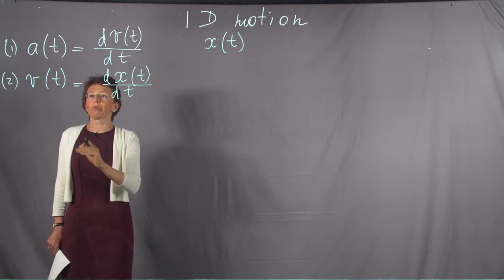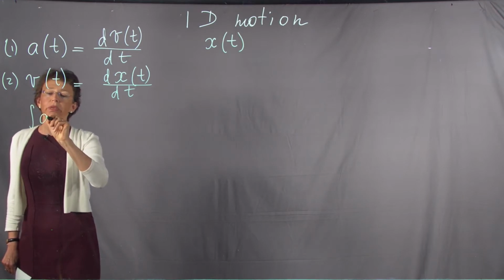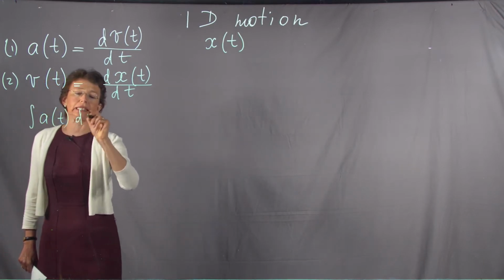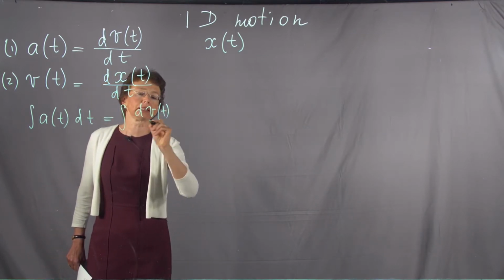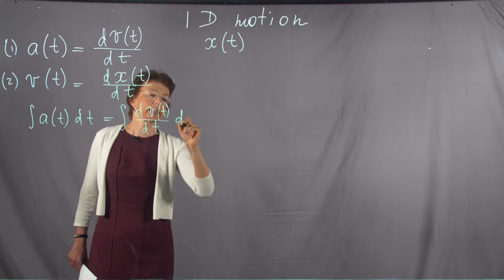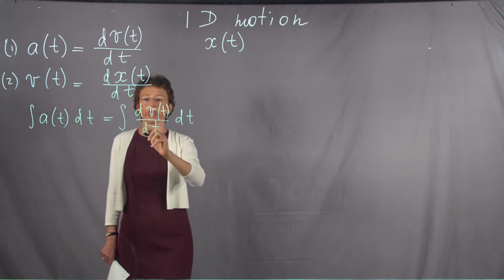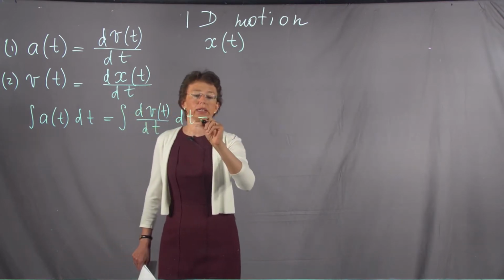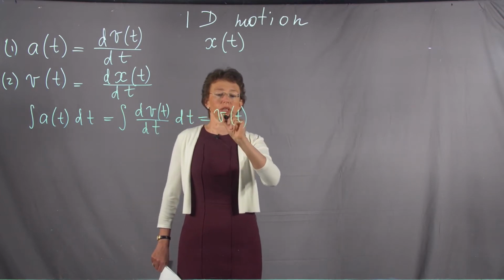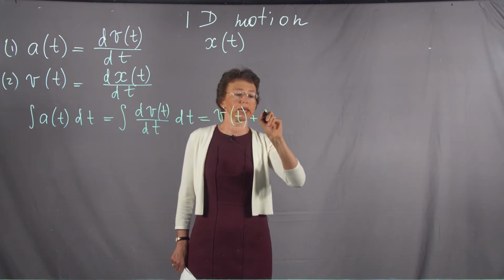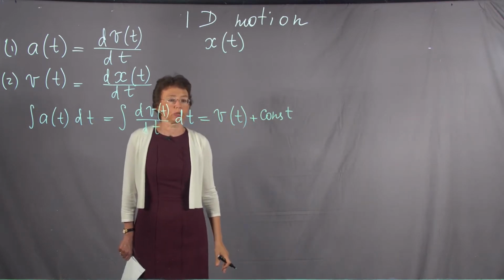And now what I will do, I will take integral of both sides of equation 1. It will be integral a of t dt on the left. It will be indefinite integral dv dt on the right. And all of you took calculus, so you know that antiderivative is just function itself. So the result of this integration is velocity as a function of time, and since this is indefinite integral, I need to add arbitrary constant.